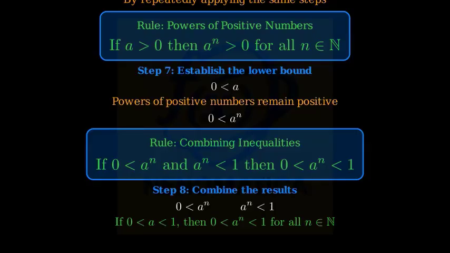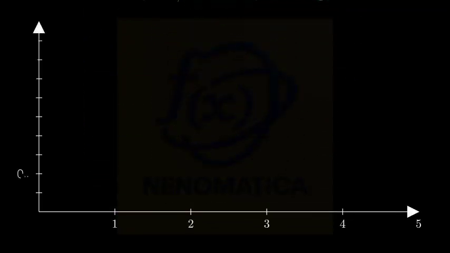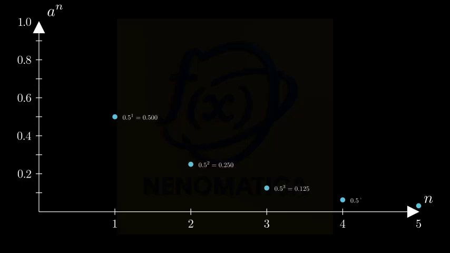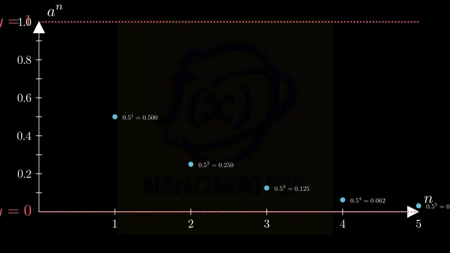Let's visualize this concept with a graph. We'll plot several powers of a when it equals 0.5. Notice that as the power increases, the value of a to the power of n gets closer to 0, but always remains positive. All the values remain strictly between 0 and 1, confirming our proof.